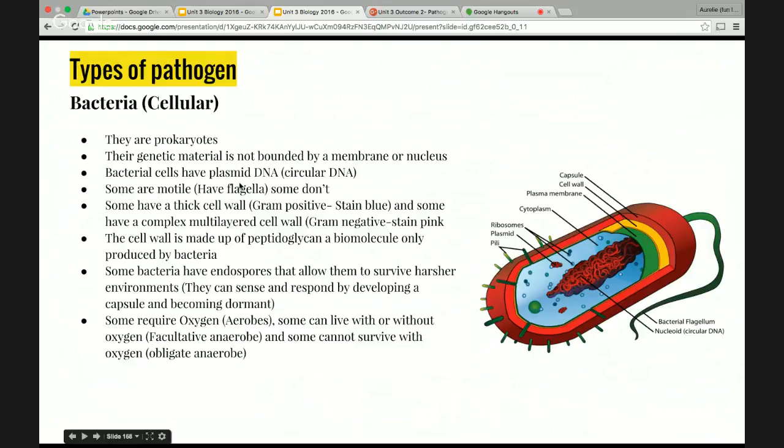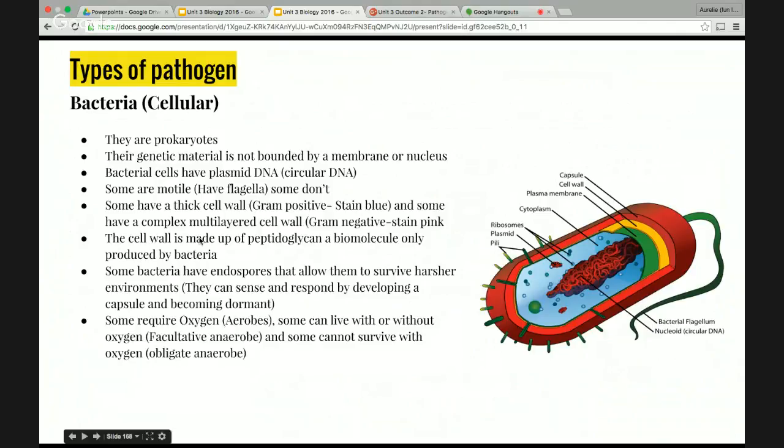Some are motile. They have flagella, this structure here is a flagellum, and the flagella allow them to move, while some don't. Some have a thick cell wall. Bacteria that have a thick cell wall are gram-positive bacteria, which means they stain blue when you perform a gram staining. And some have a complex multilayered cell wall. Those ones are gram-negative. They stain pink. It's the same stain, but they look a different color based on what type of cell wall they've got.